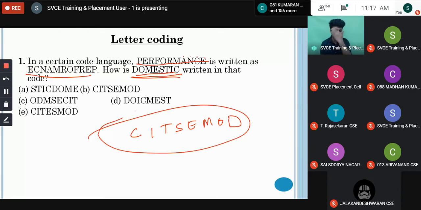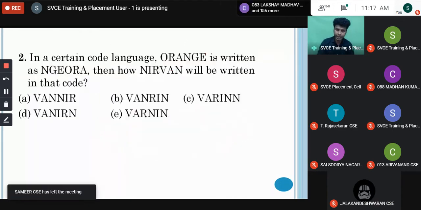But the logic won't always be this simple. For your betterment, I'm just coming up with a very easy problem for the first time. Okay, so now we'll move on to the next problem. Now try to find this logic. In a certain coded language, the word orange is written as something else. What is this logic?